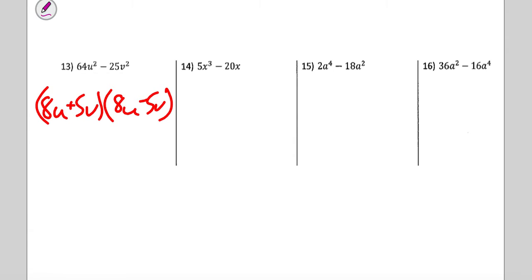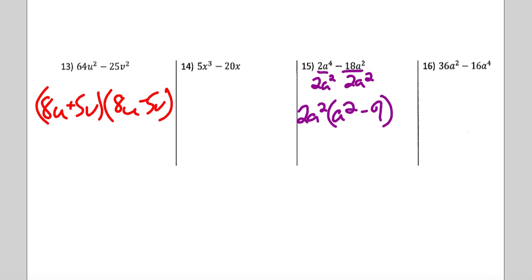Number 15. Ooh, number 15, square root of 2. That's not a perfect square, nor is 18. Is there some GCFs here we can factor out? So numerically, I will factor out a 2. Notice these both have the same bases, a to the 4, a to the 2. So we'll factor out the lowest degree that they all have, which is a to the 2. So then, our 2a squared comes out in front, our GCF comes out in front. What do we have left then? Just a squared for the first term and 9 for the second term.